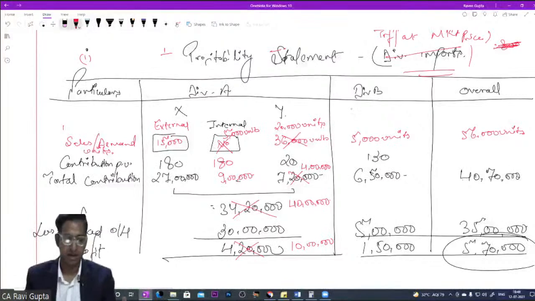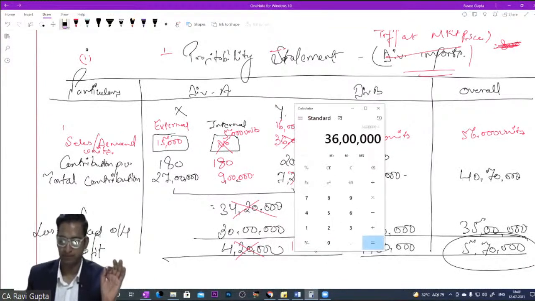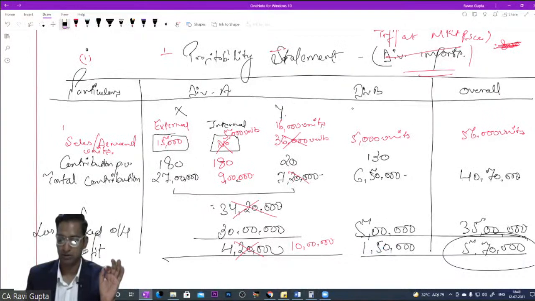Yes. I have made this mistake. Yes. It's my mistake. Thank you for making a correction here. It will be 16,000 units. Okay. So let me correct here. It will be 16,000 into 20, 3,20,000. Right.